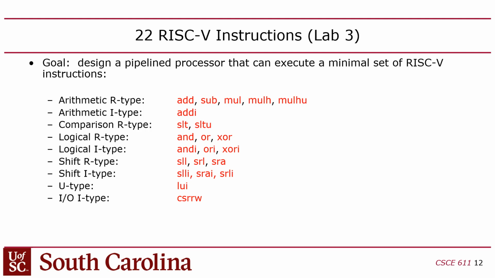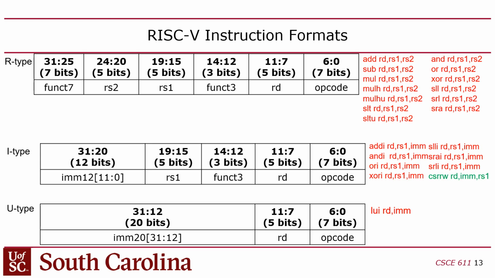This minimal set of instructions, 22 instructions, should be enough for you to write a practical program that will allow you to enter a number on the switches on the DE2 board and have it do a binary to base 10 conversion. And then output the base 10, the decimal number, on the hex display. So you'll be using your 7-segment decoders for this.